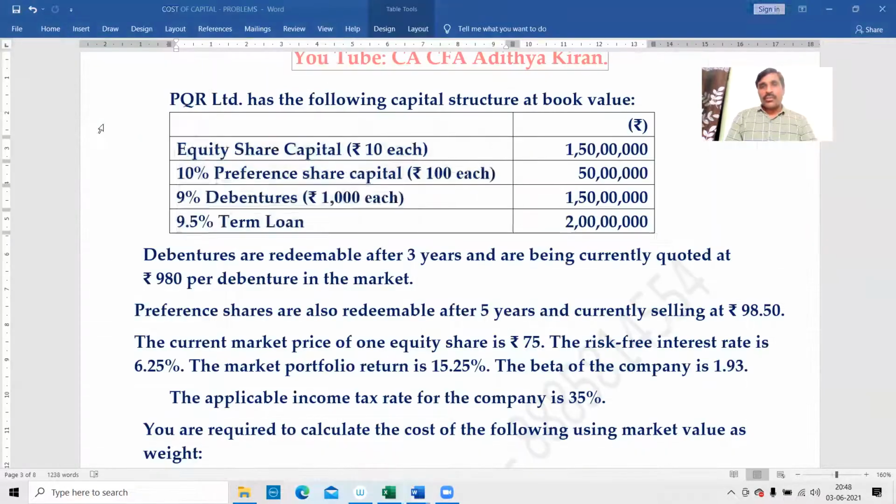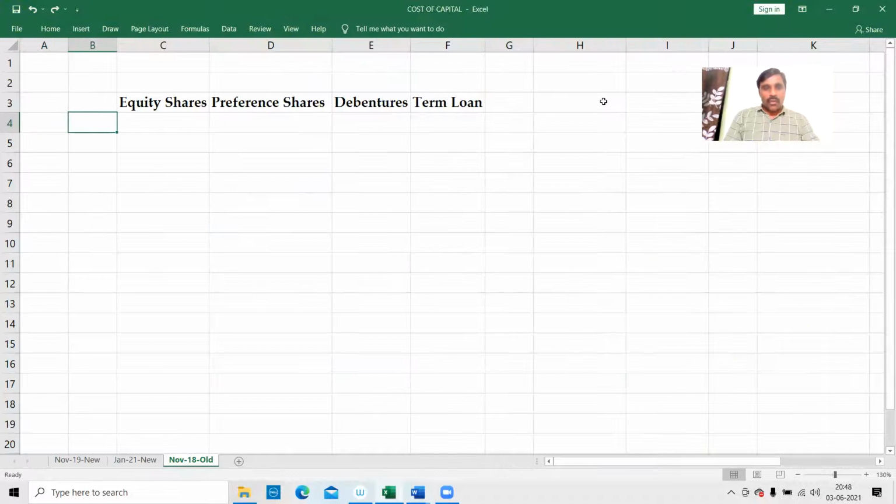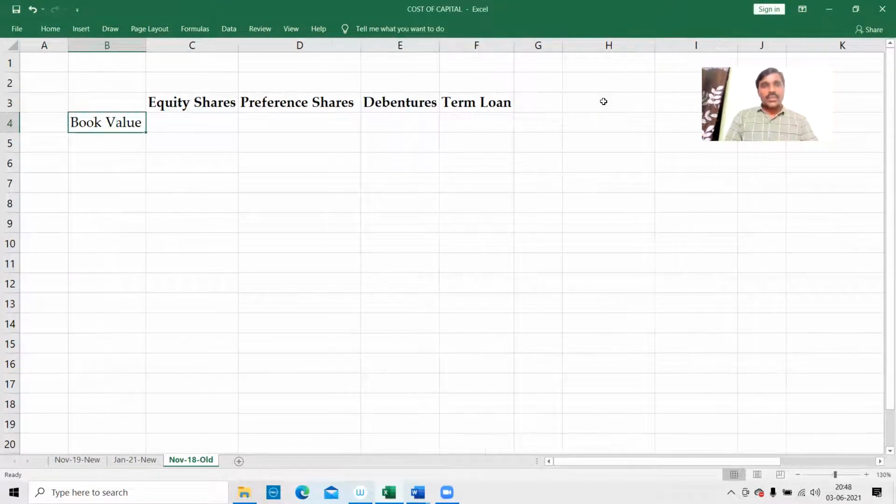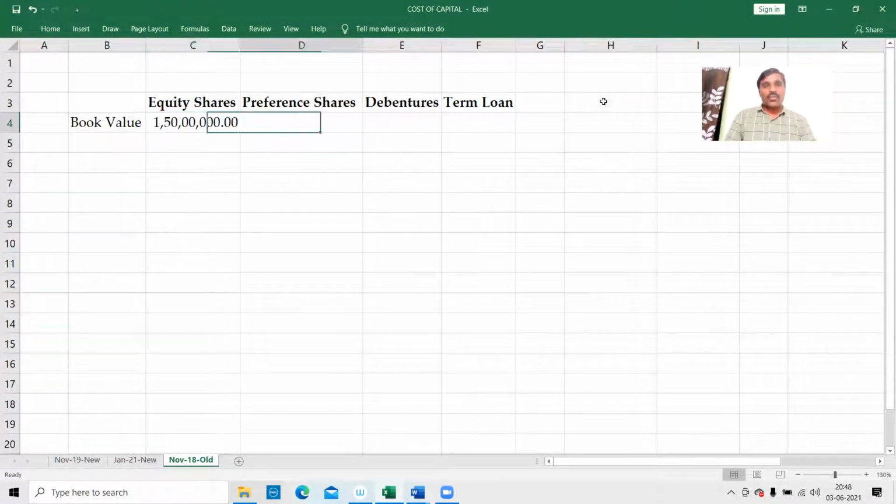Right. So for each, first take out the book values. Follow a standard format so that you will not make mistakes in the exam. Always we should be process oriented. What is the equity shares book value? 1 crore 50 lakhs.